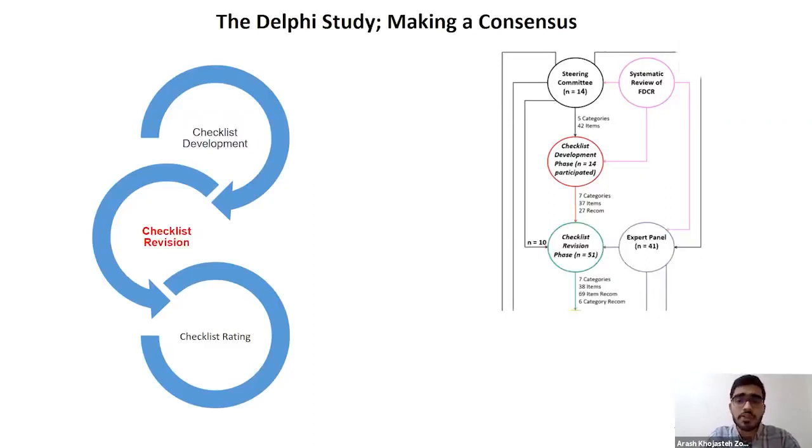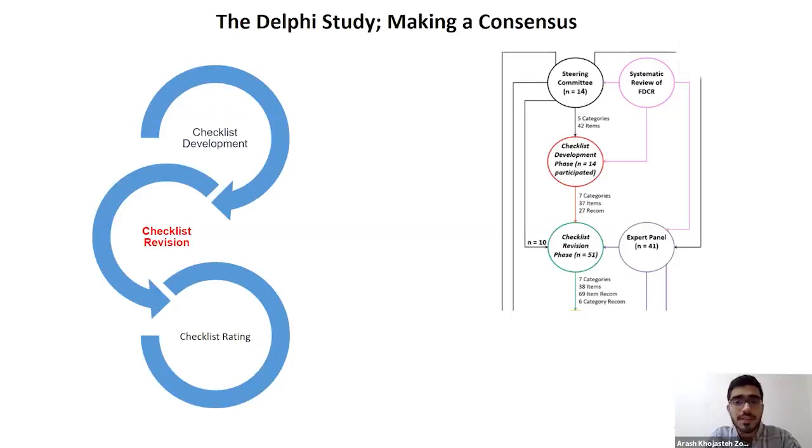But before going through the checklist revision phase, the expert panel team was recruited based on the authorships and engagements in the FDCR studies, which were available in the systematic review, which Mehran discussed about. So these experts in the field were contacted via email, and they were invited to participate as a member of the expert panel for providing their comments and notes about the initial checklist, which I told you about in the previous slide. They were also asked to suggest new items that they felt were overlooked.